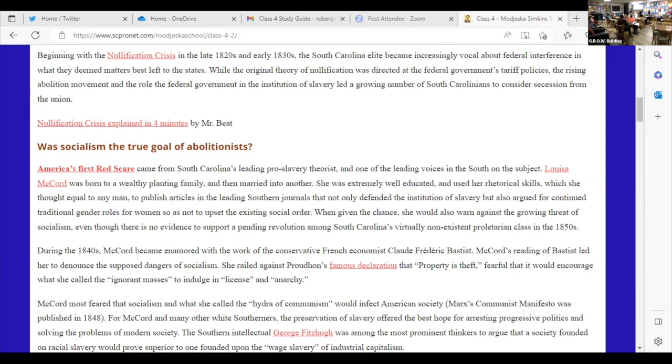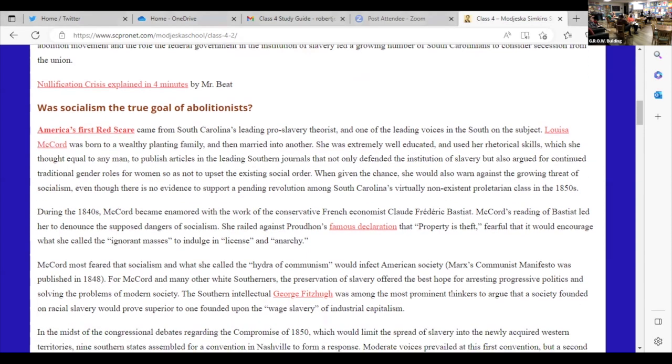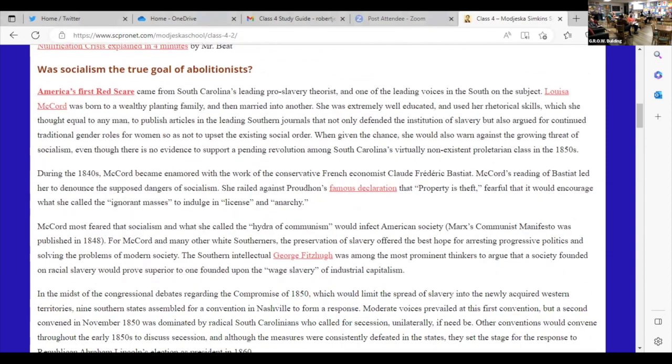Women generally weren't going to college then, so she was taking care of the plantation actually, but she had been studying the revolutions and the change in politics in Europe and in France, and the Communist Manifesto was 1848. And so Louisa McCord had a national reputation for associating the cause of abolition with socialism.